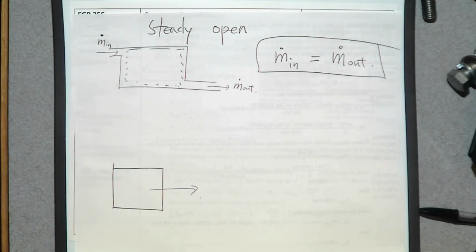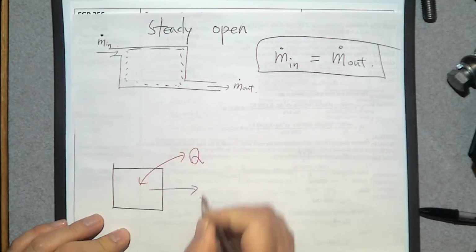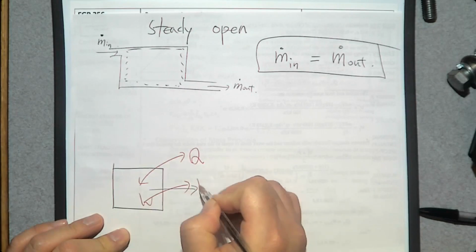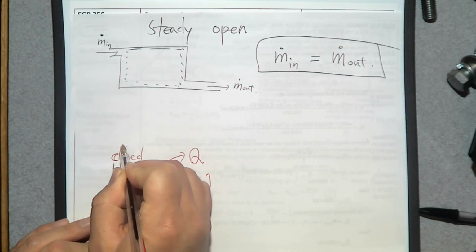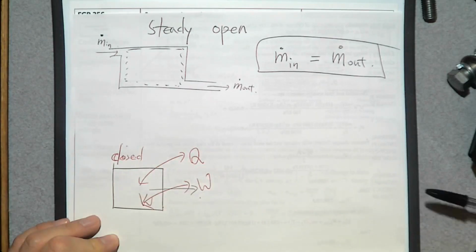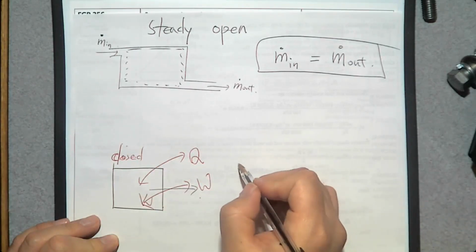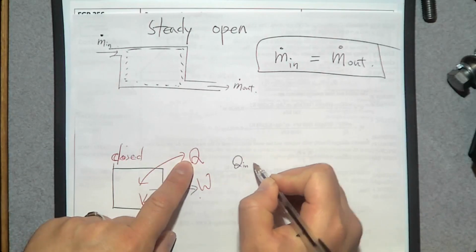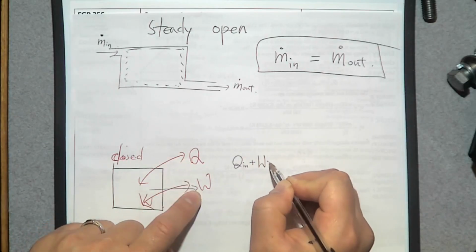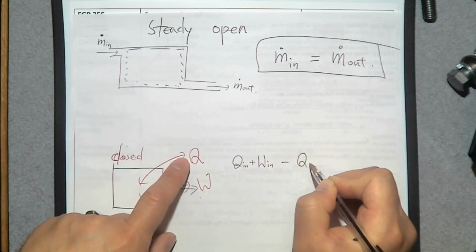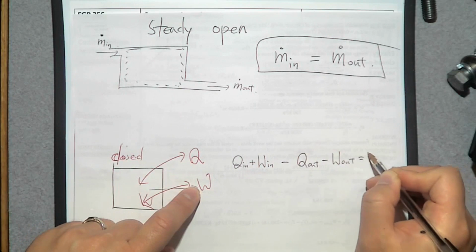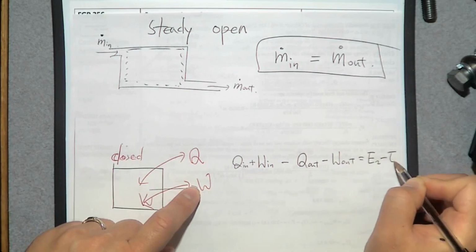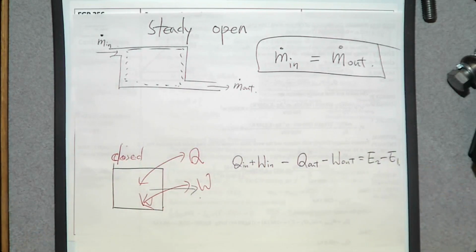Heat, work, right? When we have a closed system, and we write the energy balance equation, heat goes in plus energy transfer by work goes in, minus heat transfer goes out, minus energy transfer by work goes out, is going to be the change of energy of a system. That is the energy balance equation for a closed system.